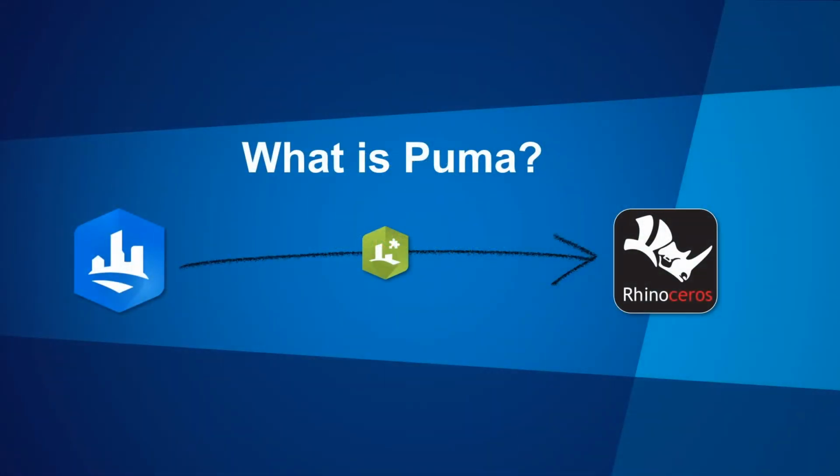So what is Puma? Puma is a plugin that enables running CityEngine rules in the Rhino and Grasshopper environment. As you probably know, architects and urban designers are normally not very familiar with coding, and that's one of the reasons why Grasshopper's visual programming became so popular among them. Now, with Puma, we can make use of CityEngine rules within the Rhino application.